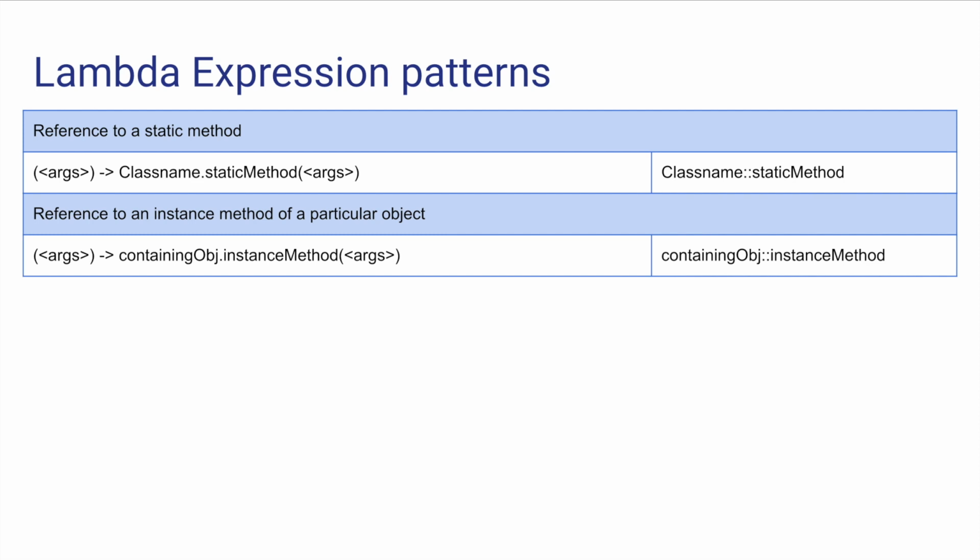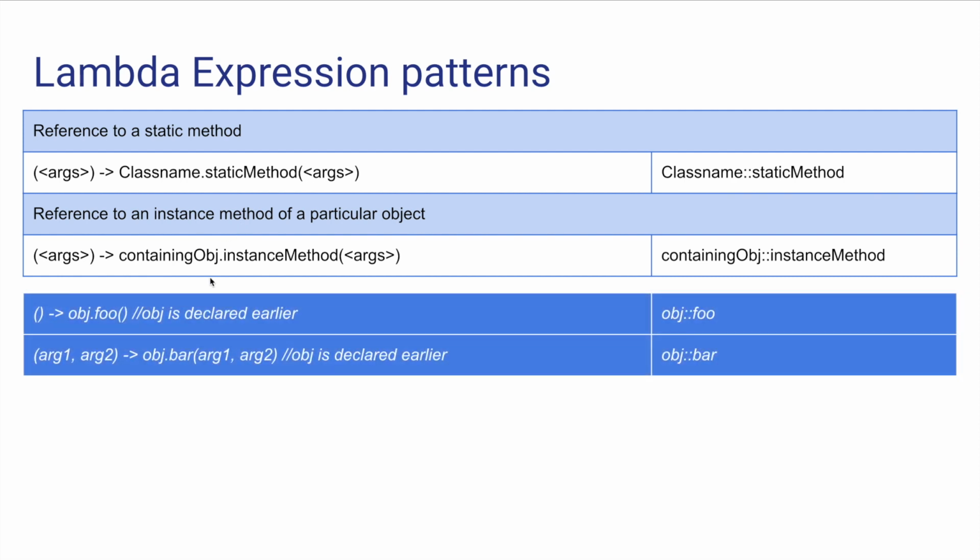Pattern number 2. Reference to an instance method of a particular object. So if my lambda expression's argument list is simply passed on to an instance method of an already declared object, which is the particular object in this pattern, it can be replaced such as containingObject::instanceMethod. Let's look at some examples.